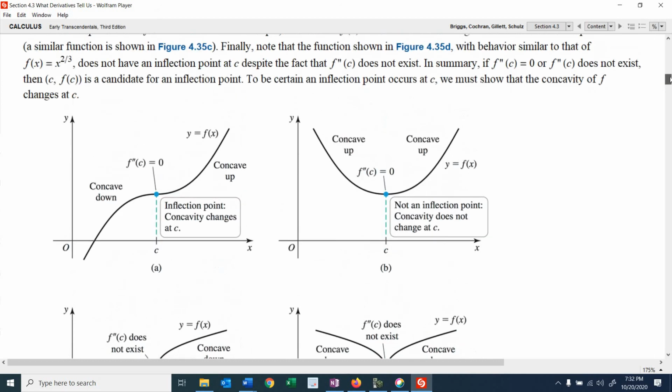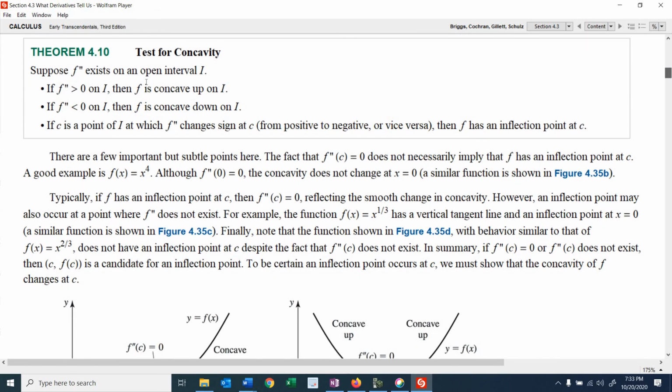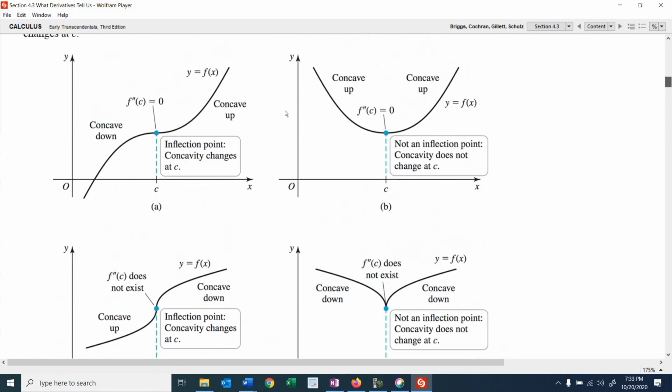So the way we're going to run our test to determine where a function is concave up or concave down is we're first going to find all the places where the second derivative is either 0 or doesn't exist, because those are candidates for places where we have a transition from concave down to concave up or vice versa. In other words, a possible inflection point. But they're only candidates because it is possible that they don't turn out to be inflection points. Just because the second derivative is 0 or doesn't exist at a point does not mean it's an inflection point.